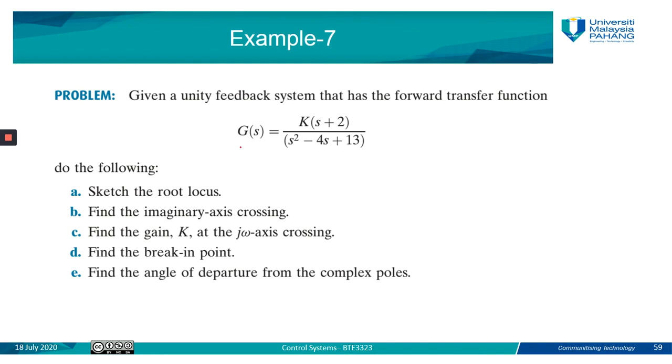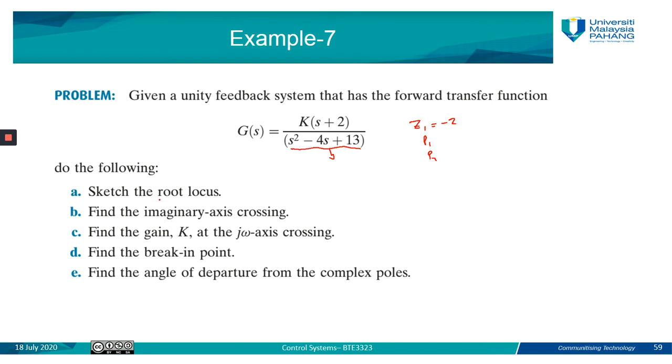Here we have one example to calculate some parameters for the root locus, like the value of k, the break-in point, and also the angle of departure. This is the transfer function, with one zero equal to -2, and two poles, p1 and p2. We need to solve this polynomial, this second order equation, in order to find the value of s. So we should have two values of s here, one is p1, one is p2.